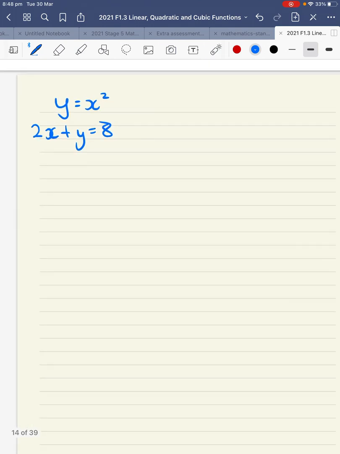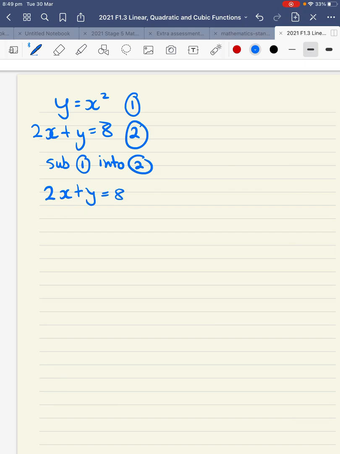Look at this one here where we've got a parabola y equals x squared and a linear function 2x plus y equals 8. Okay, so we're going to substitute 1 into 2. Always give some guidance in what you're doing, explain what you're doing. Sub 1 into 2. So here's equation 2, and I'm going to replace that y with x squared, because y equals x squared. So it'll be 2x plus x squared equals 8.